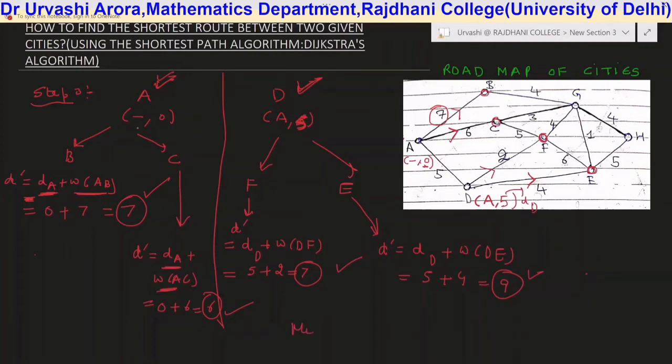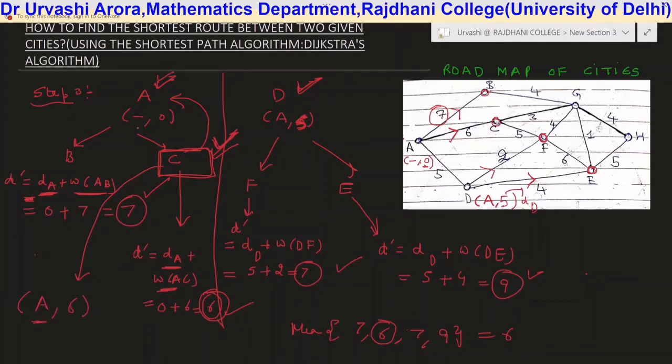Now we calculate the minimum of all these D dashes, which means 7, 6, 7 and 9, and the minimum of course occurs at 6, which is corresponding to the unlabeled vertex C. This unlabeled adjacent vertex corresponds to the labeled vertex A, which means that C is the vertex which is of importance in this step, and C will receive a label. The label that C will receive will be A, 6, because A was the labeled vertex corresponding to the unlabeled adjacent vertex C.